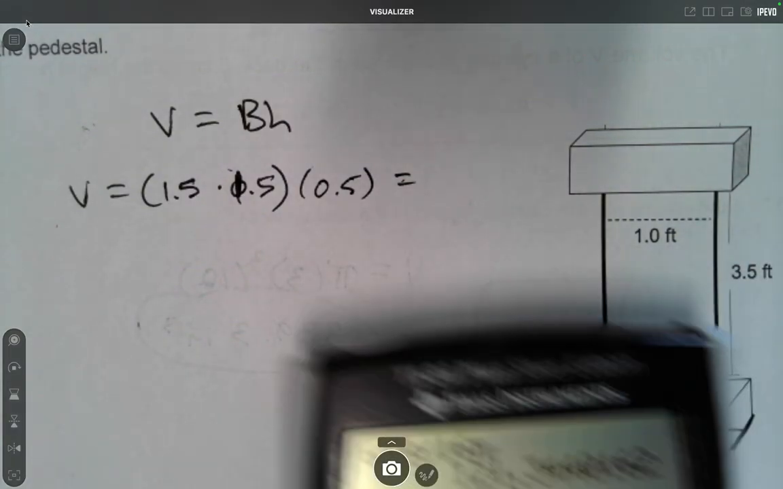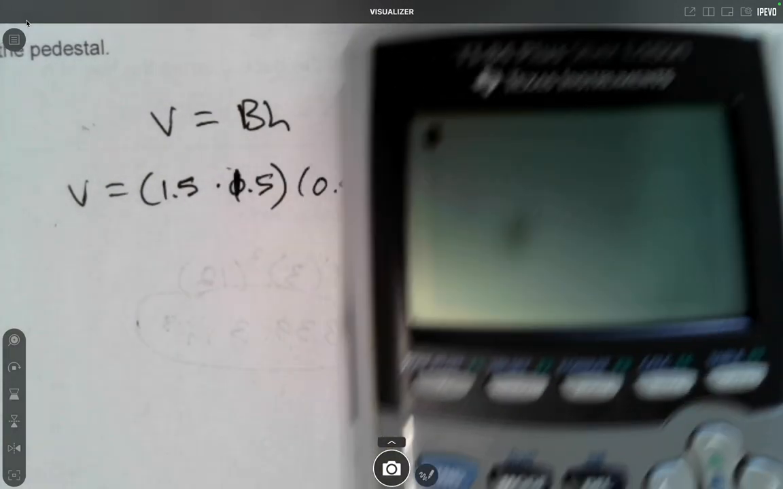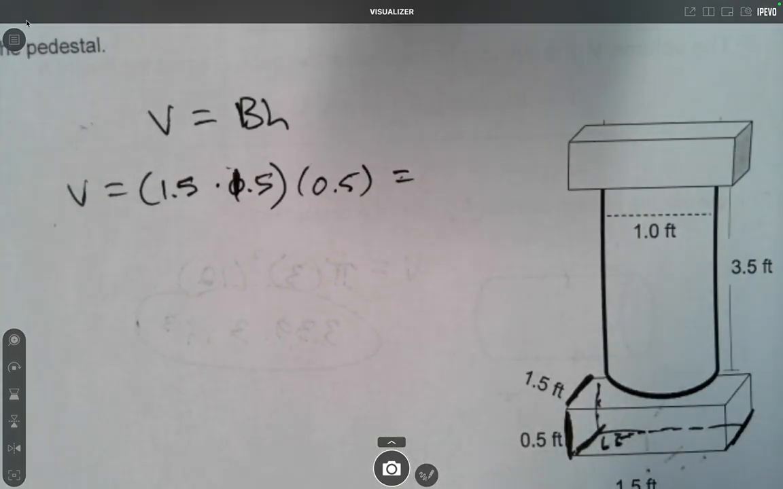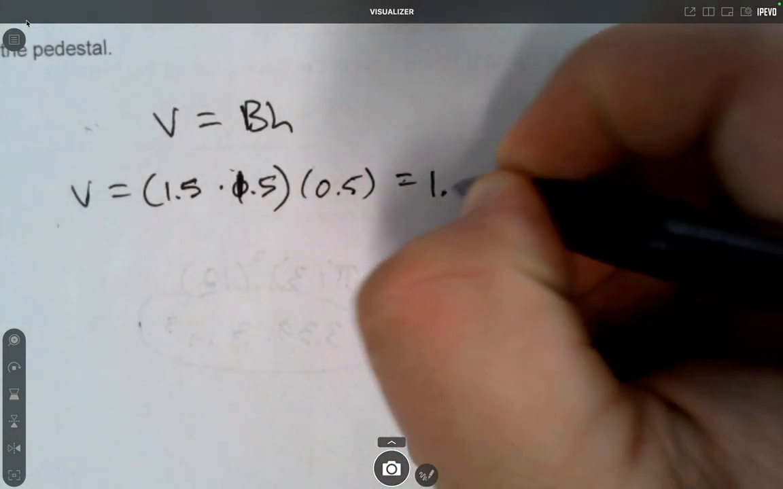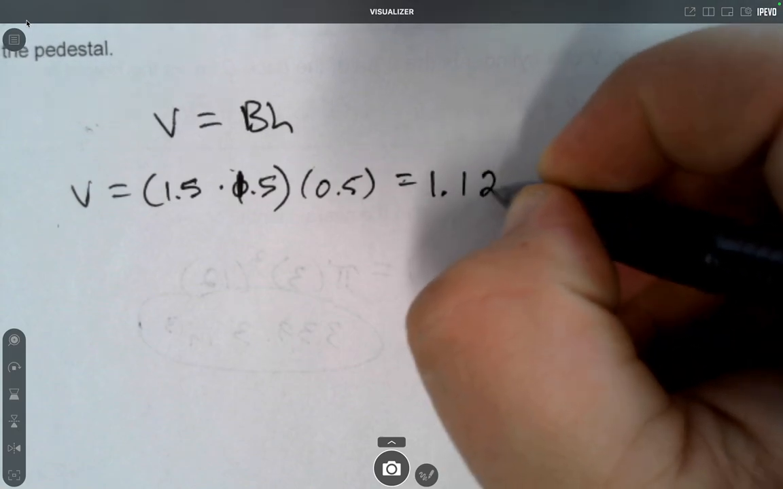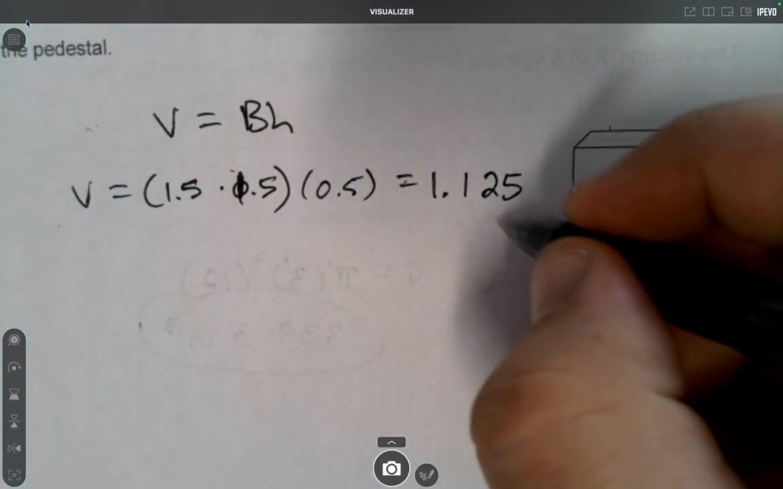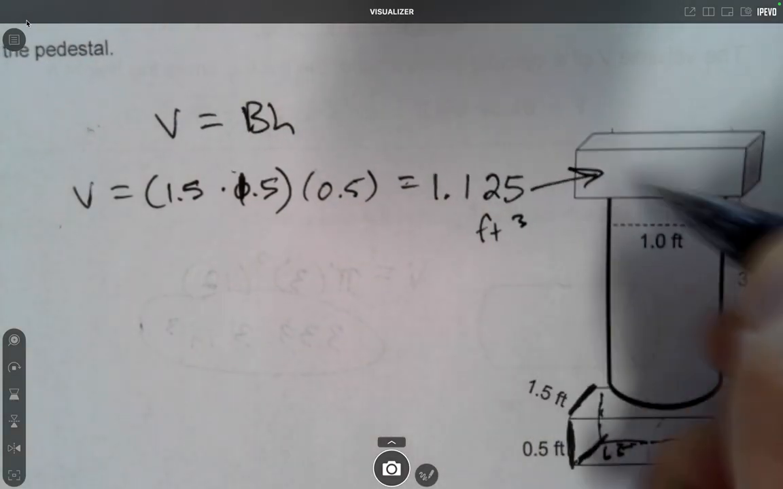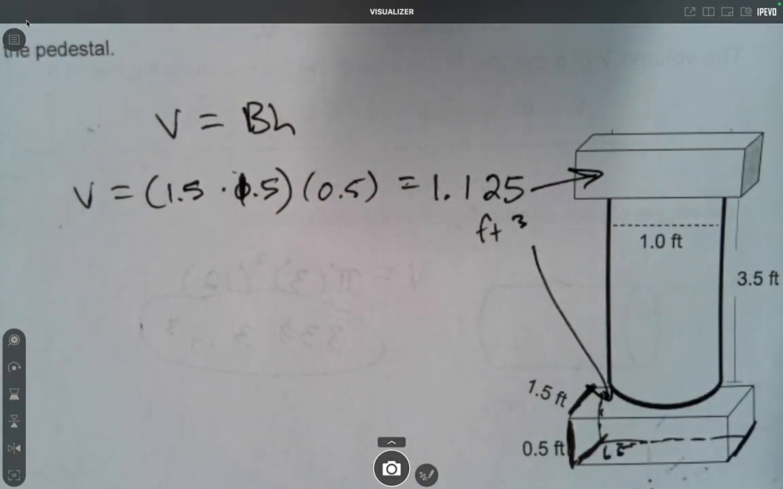So when I multiply all that together, 1.5 times 1.5 times 0.5, I get 1.125. So the volume of one base is 1.125 cubic feet. So that applies to this and to this.